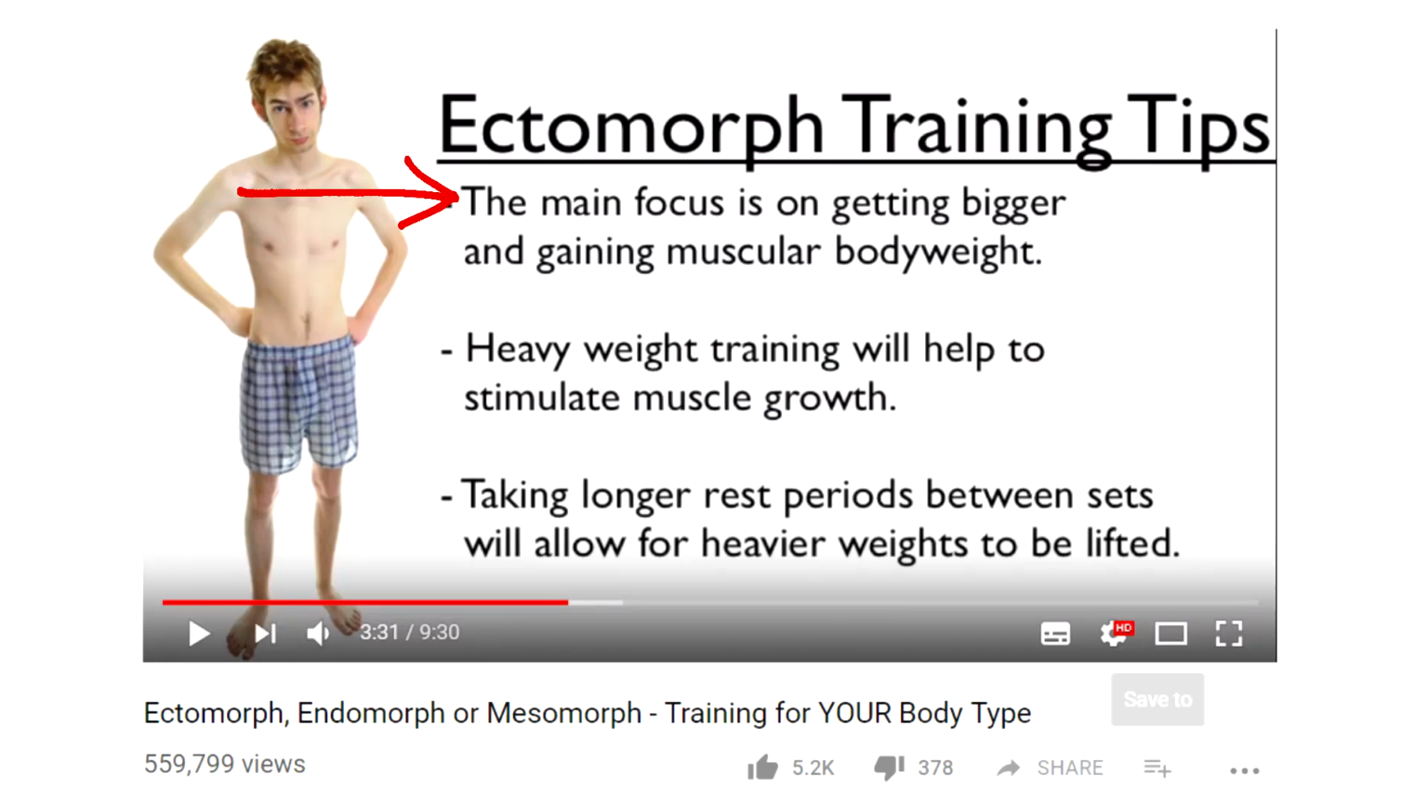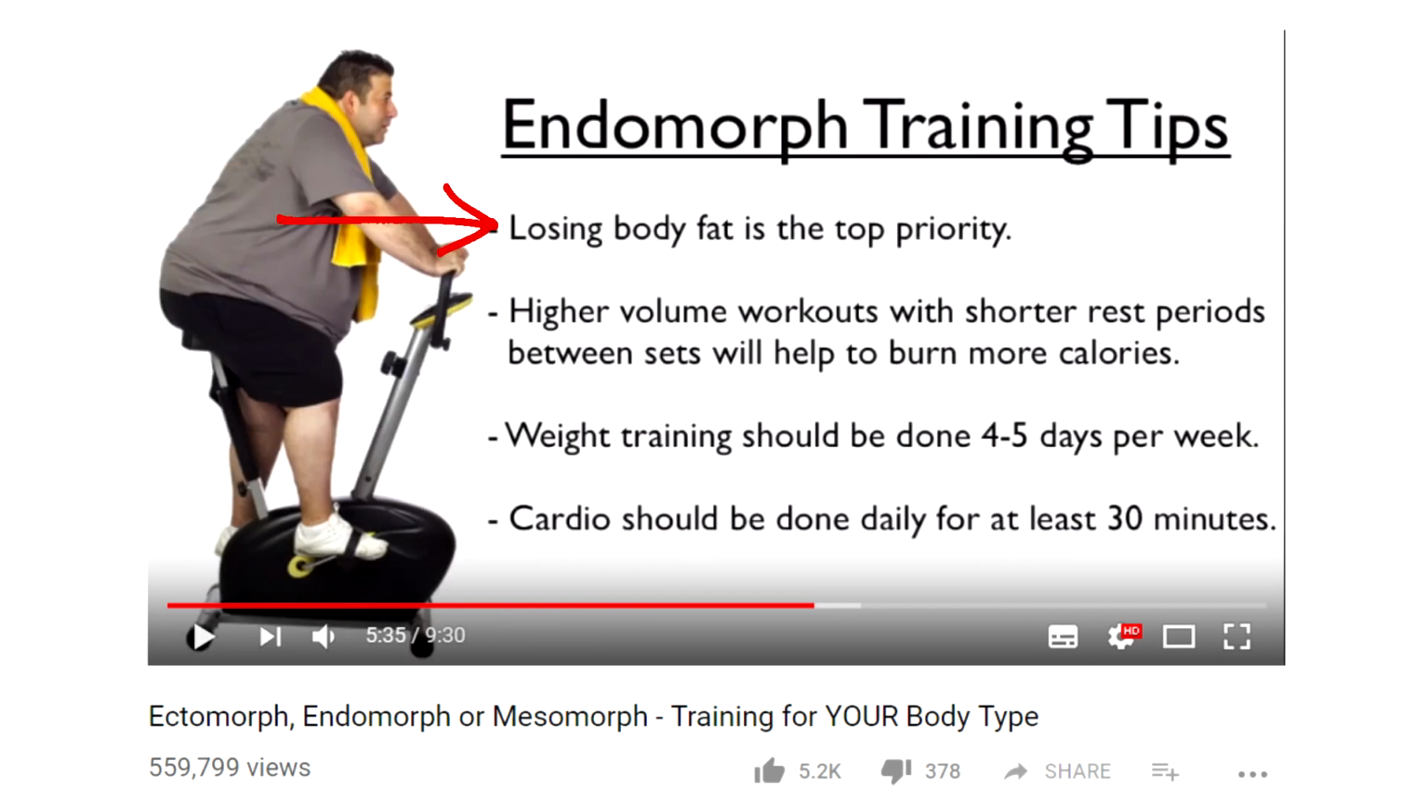For example, Lee Hayward, he puts somatotypes and he says an endomorph needs to lose fat, therefore they have to do X, Y, and Z. A mesomorph is going to maintain, for example, they have to do X, Y, and Z. An ectomorph wants to build muscle, so they have to do X, Y, and Z. Now that's actually just different goals, and that is extremely misleading.